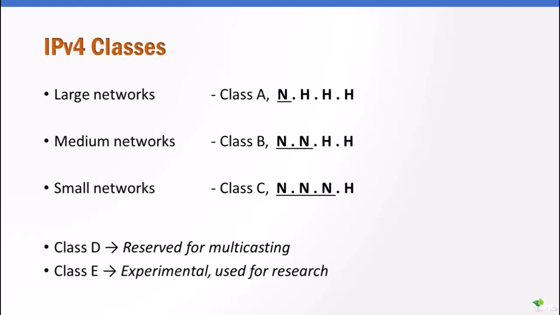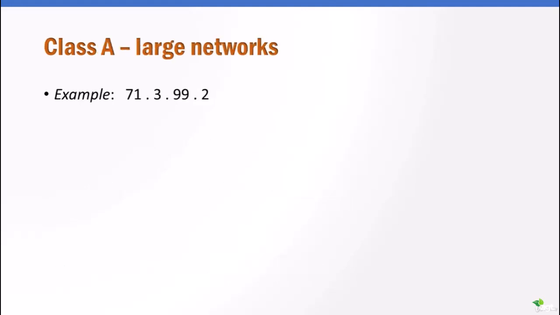Now let's look at some examples. Here's a Class A network, 71.3.99.2. This is the network portion. So 71, the first octet, is the only octet that represents the network portion. The other 3 octets represent the host portion.